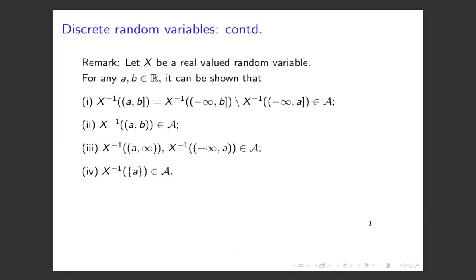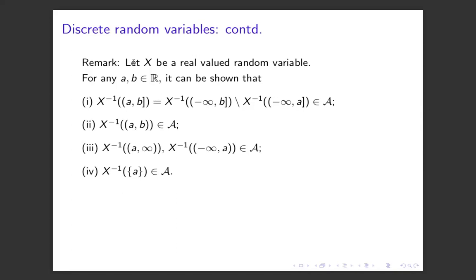So let X be a real valued random variable. Then one can show that X inverse of any open interval is also an element of that script A. X inverse of an interval open at one end and closed at the other end is also in A. And an infinite open interval is also in A. And X inverse of any singleton point is also in A. So that it makes sense to talk about the probability that X is taking value between a and b, or the probability that X is strictly greater than a, and so on.